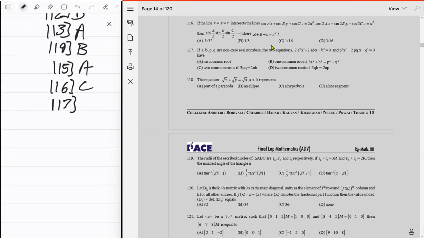117 is if a, b, c, p, q are non-zero real numbers, the two equations have, ये दो इक्वेशन का क्या है? So 2a square x square minus 2abx plus b square equal to 0. Okay, ax को u बोल दो. Okay, ये गंदा एक और चीज कुछ दे दिया सीरियसली. और ये नॉन जीरो रियल नंबर है, ठीक है, तो करना क्या अपने को?